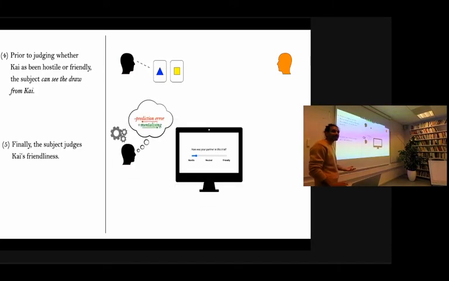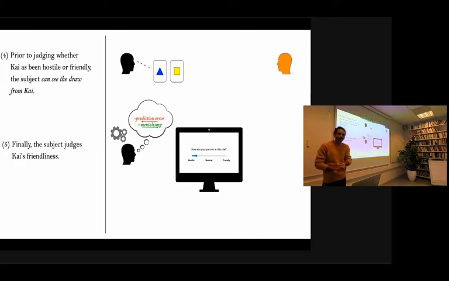This is where mentalizing comes into play, because I have a negative prediction error that I have to handle. I was hurt by Kai's decision, but I have to be able to see that they didn't do it intentionally. And therefore, when at the end of the trial I'm judging whether Kai was hostile or friendly, I have to take this into account. The measure by which I take this into account is a measure of mentalizing.